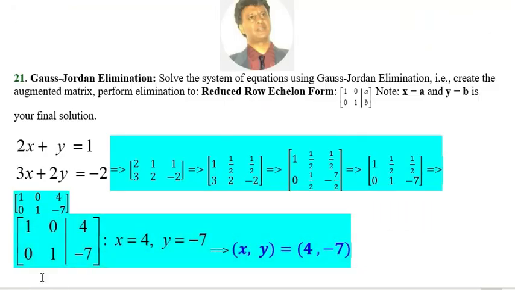That means 1, 1, 0, 0. That means x equals 4 and y equals minus 7. That is x times 1 is x, 0, y times 0 is 0, that is x equals 4. X times 0 is 0, y times 1 is y, that is y equals minus 7. The solution is then xy equals 4, minus 7. X is 4, y is minus 7.